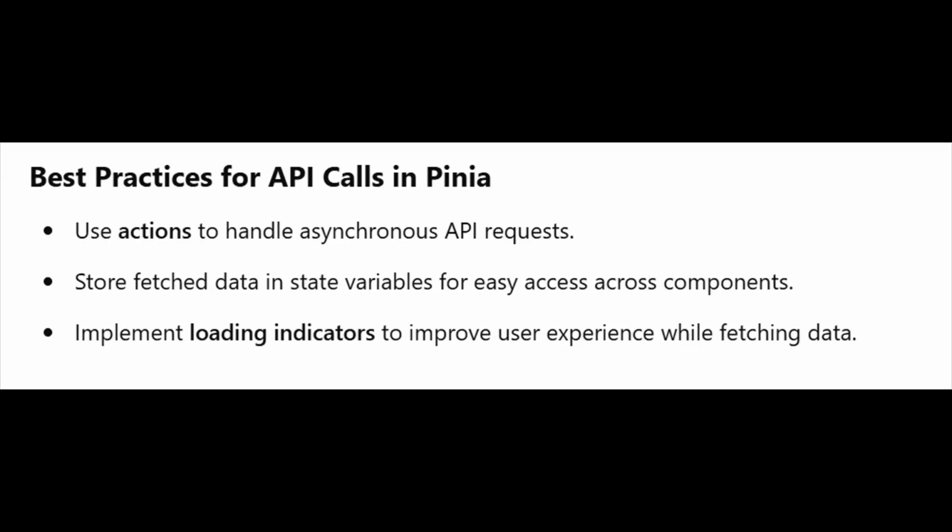Best practices for API calls in Pinia. Use actions to handle asynchronous API requests. Store fetched data in state variables for easy access across components. Implement loading indicators to improve user experience while fetching data.